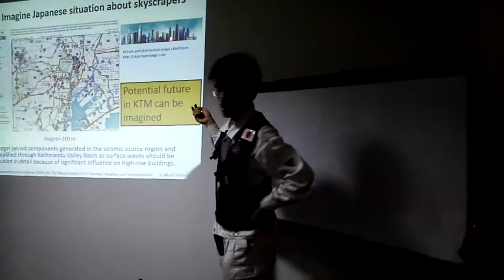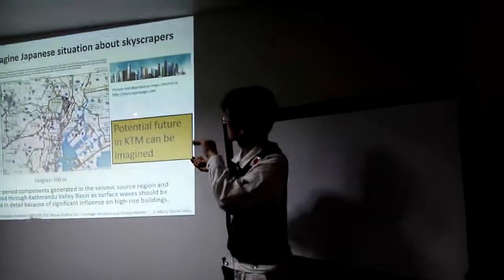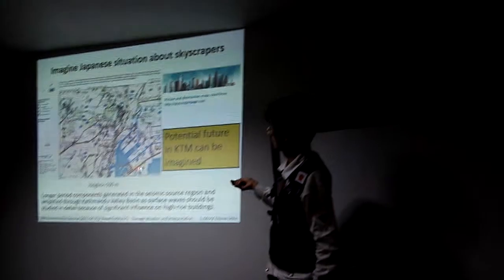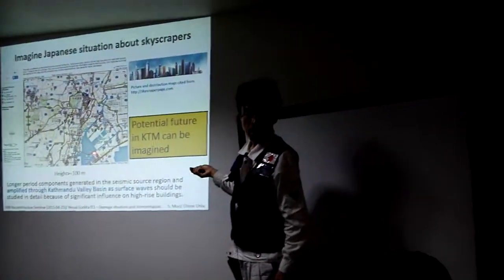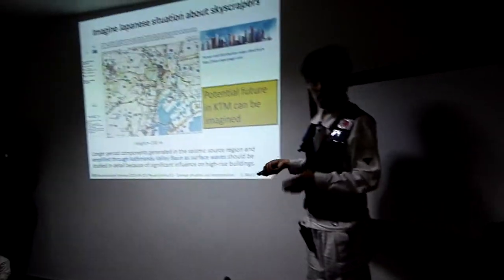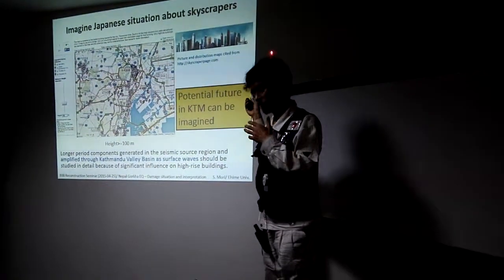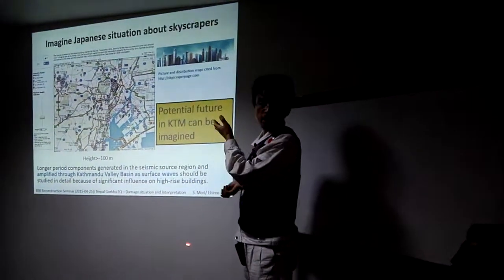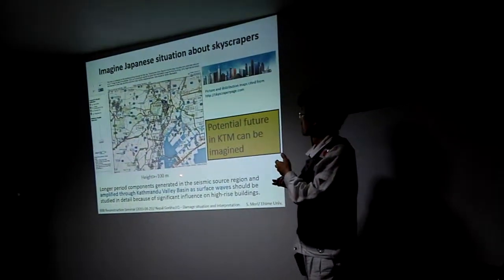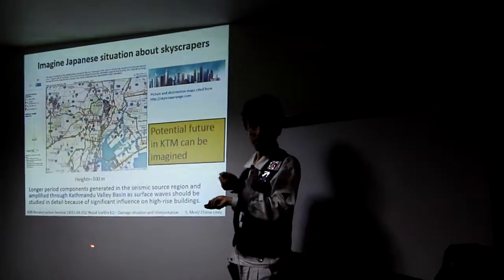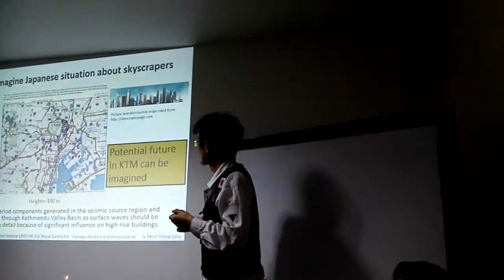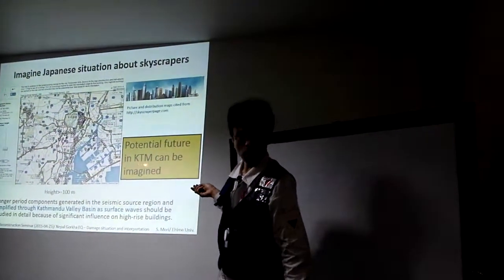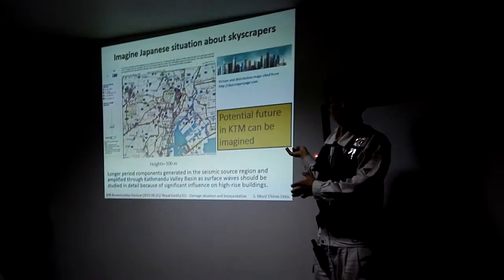Imagine the Japanese situation about skyscrapers, very tall high-rise buildings. In the Tokyo metropolitan area, there are a huge number of buildings with a height greater than 100 meters. If the earthquake ground motion you saw in the previous slide attacked the Tokyo metropolitan area, many skyscrapers would be strongly affected. So you should imagine the potential future in Kathmandu Valley or its vicinities.